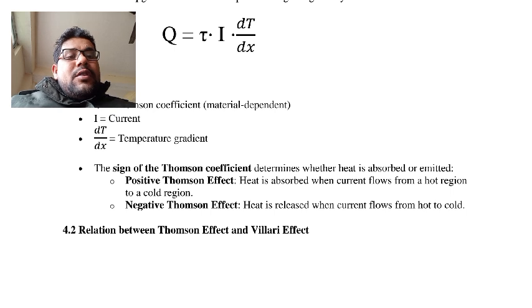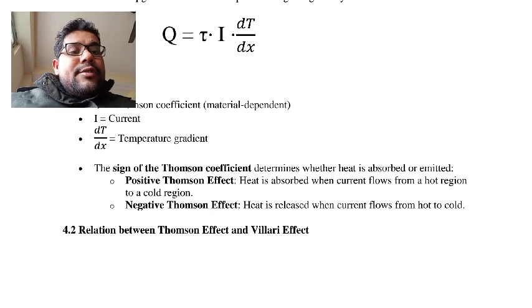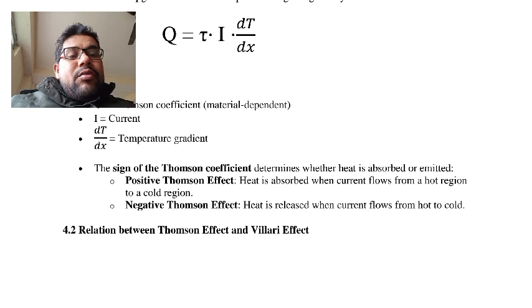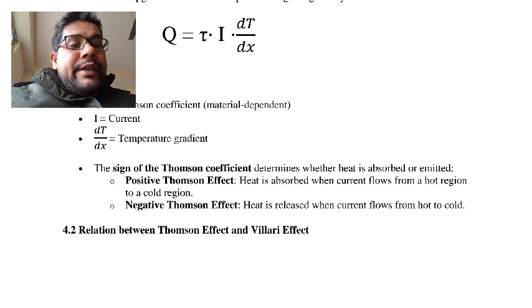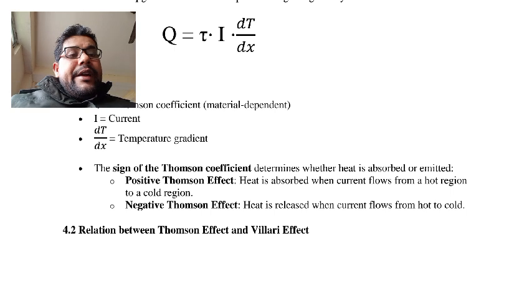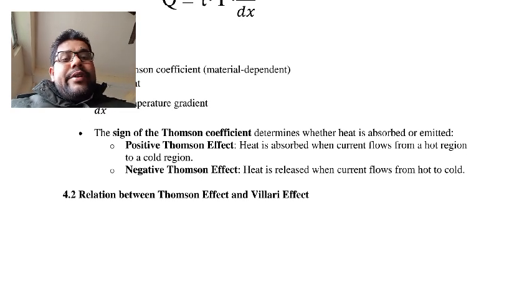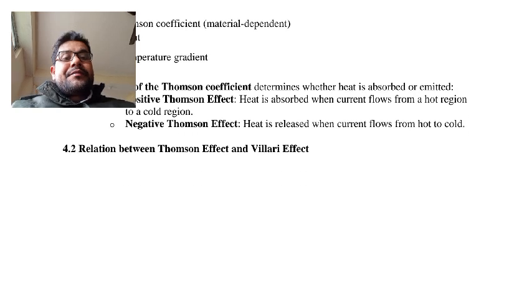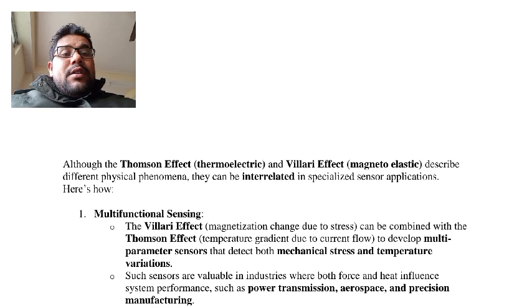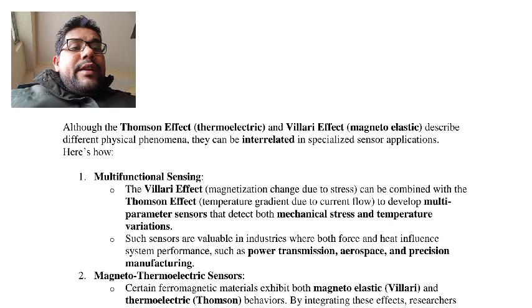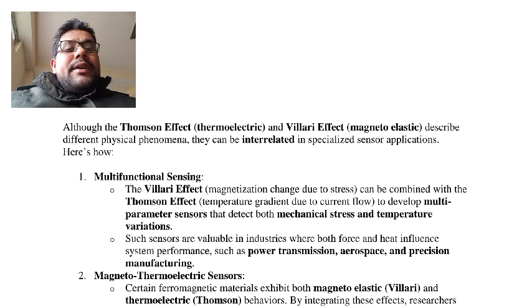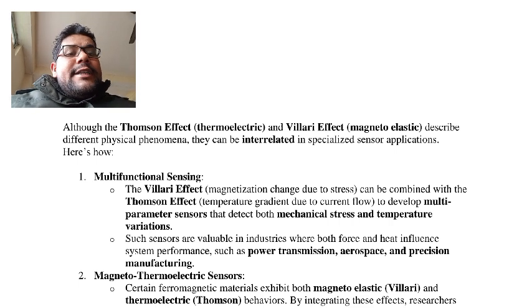In the positive Thomson effect, heat is absorbed when current flows from the hot region to the cold region. In the negative Thomson effect, heat is released when current flows from hot to cold. Now, the relation between the Thomson effect and the Villari effect: they describe different types of physical phenomena, but they can be interrelated.